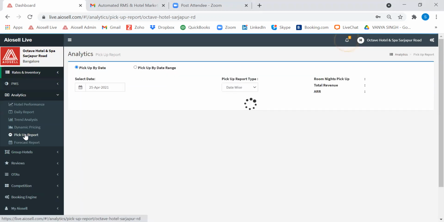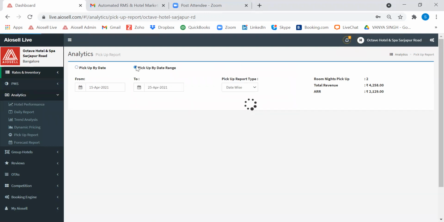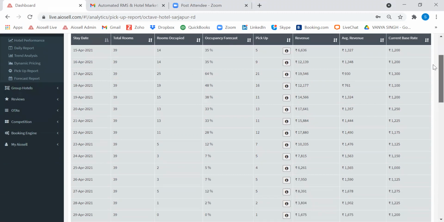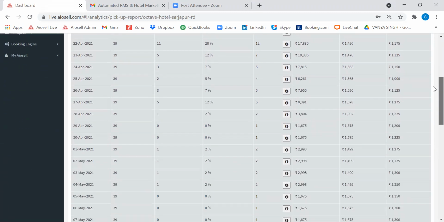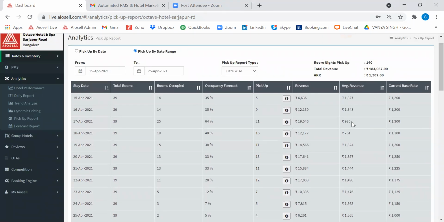We also have the pickup report that we saw at a group level. We can also see that at the individual hotel level, which will again give us, either you can see it for a particular day or you can see it for a particular date range. And here you will be able to see that for a given date range, this is the room nights pickup and the revenue pickup at so and so ARR. And it will actually give us a date wise breakdown. So here I can understand which dates in future are actually picking up business, at what ARR they are picking up business, and what is the revenue picked up.